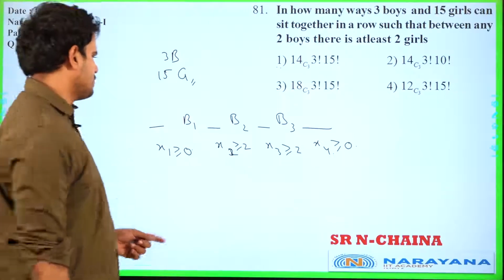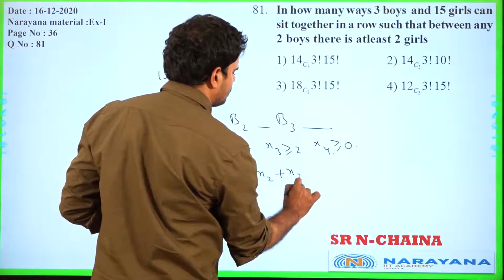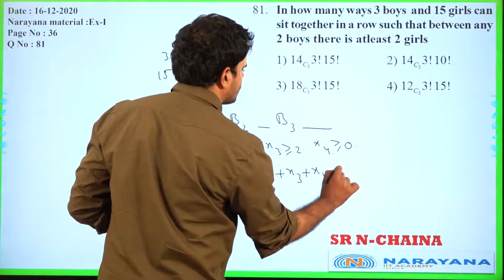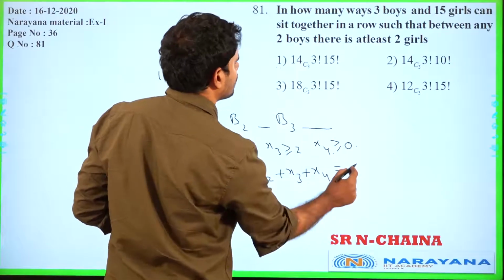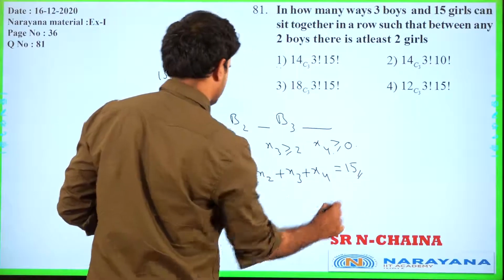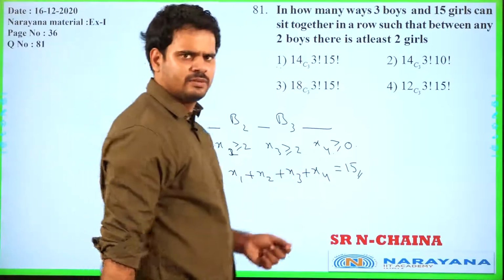So now let us see people. I can say x1 plus x2 plus x3 plus x4 equal to how much I can say? Equal to what we have? 15. x1 plus x2 plus x3 plus x4 equal to 15.